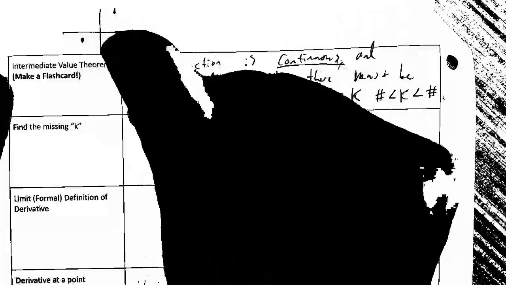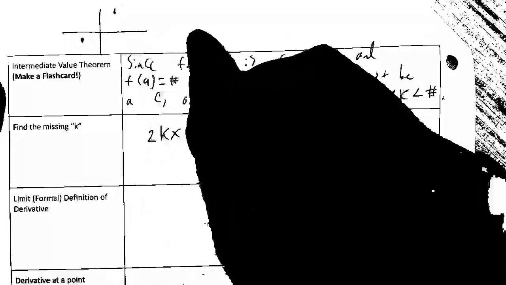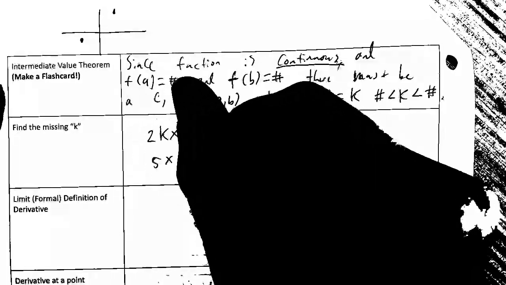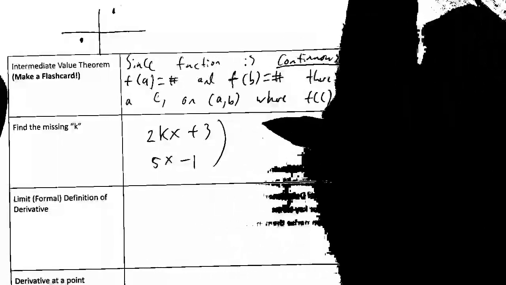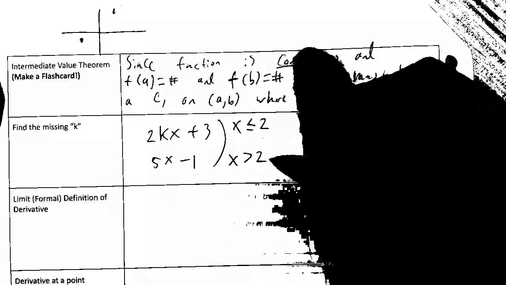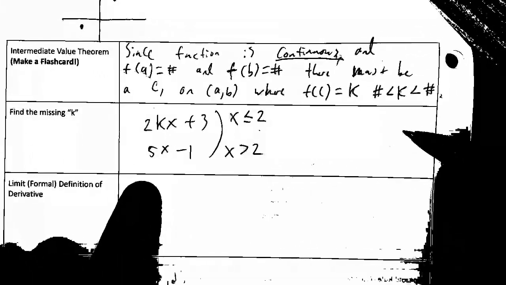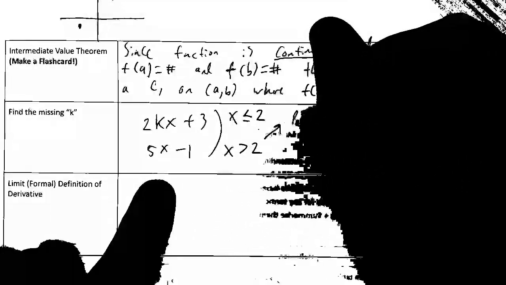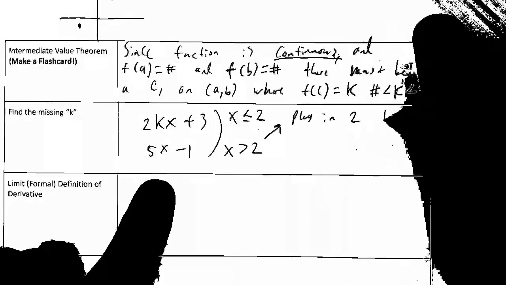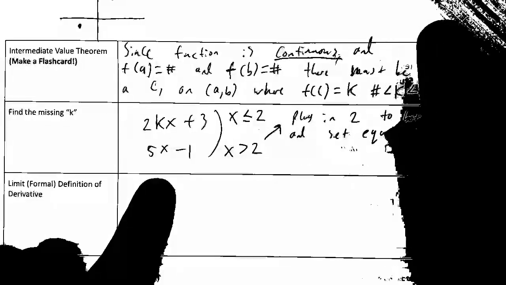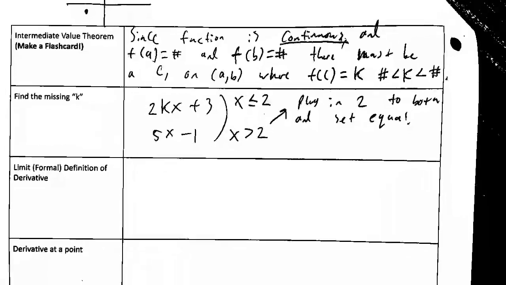Find the missing k was where you have a piecewise function like 2kx plus 3, and then maybe 5x minus 1, and then they split off at 2. So this is for x less than or equal to 2, and this is for x greater than 2. It's like what k value makes this true, and so you plug in 2 to both and set equal. That's how you solve this. Again, we'll do an example problem of that.